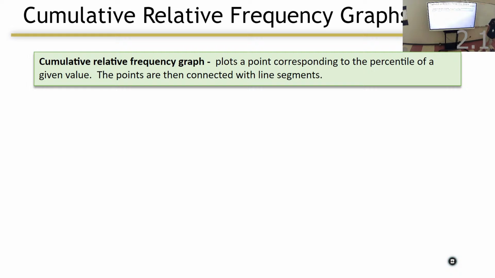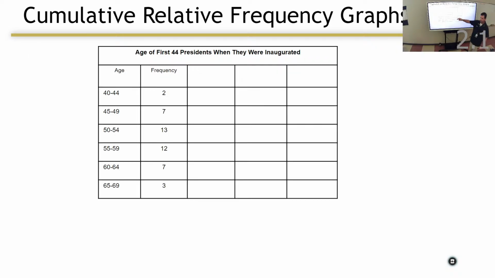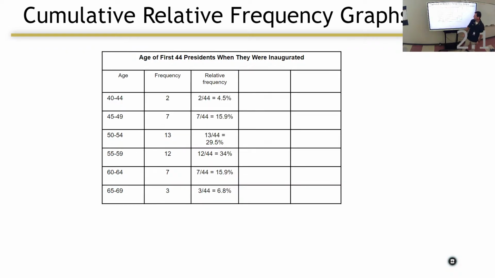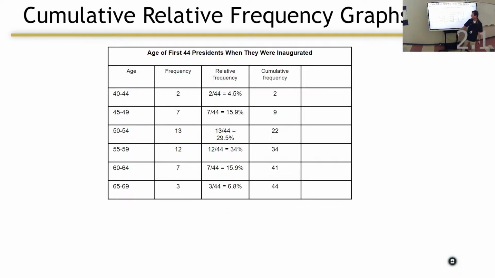Cumulative relative frequency graph. We just went over the cumulative relative frequency table. We're going to convert that to a graph. Pencil, pencil, pencil. Good. Okay, here's the presidents. Back to it, okay? Frequencies: 2, 7, 13, 12, 7, 3. Relative frequencies. Again, I don't do those. If they ask for relatives, I do, but I go to the cumulative frequencies.